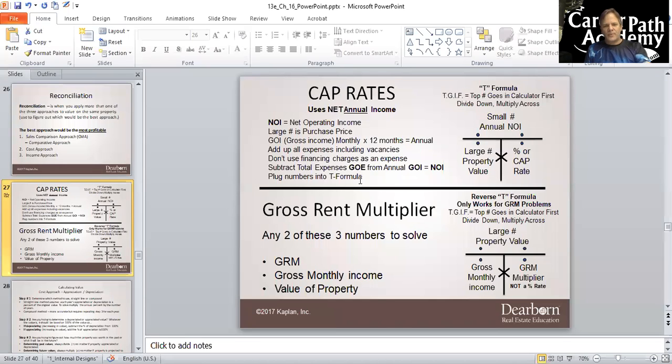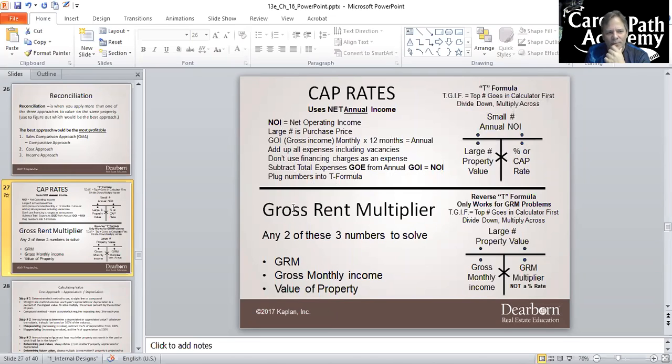So, cap rates. You see I put over here, subtract total GOE from the annual GOI, and you're left with the NOI. Then you plug the numbers into the T formula over here. So I give you step-by-step instruction here, how to do this. And you got your T formula, TGIF, top number goes in the calculator first, divide down, multiply across. Everything I've already explained to you, all right?